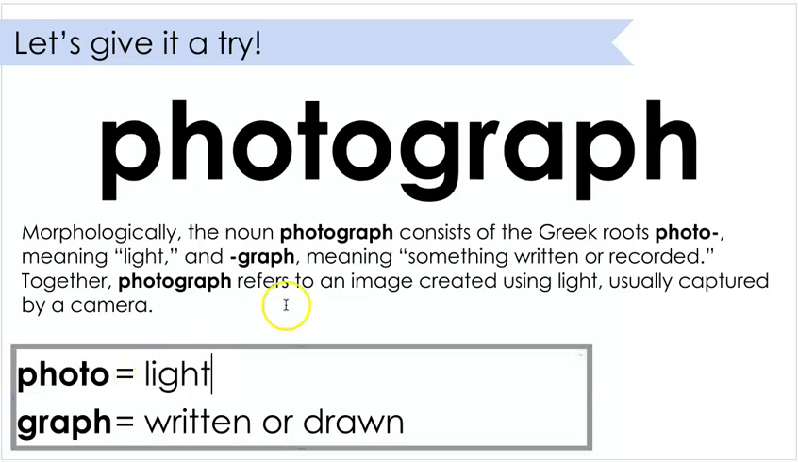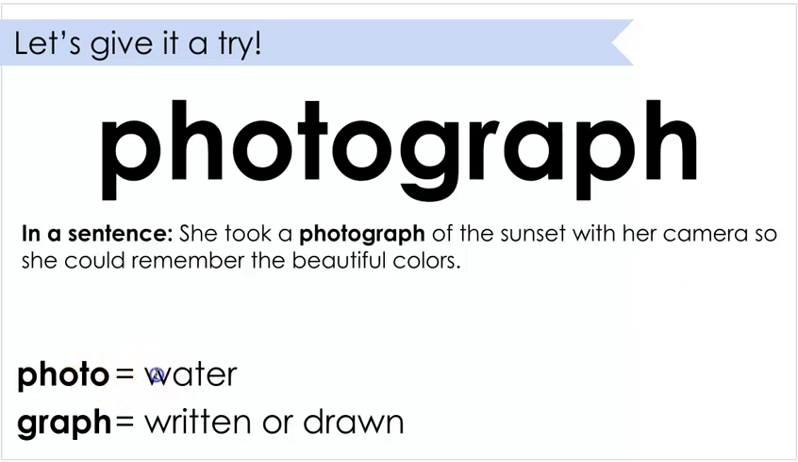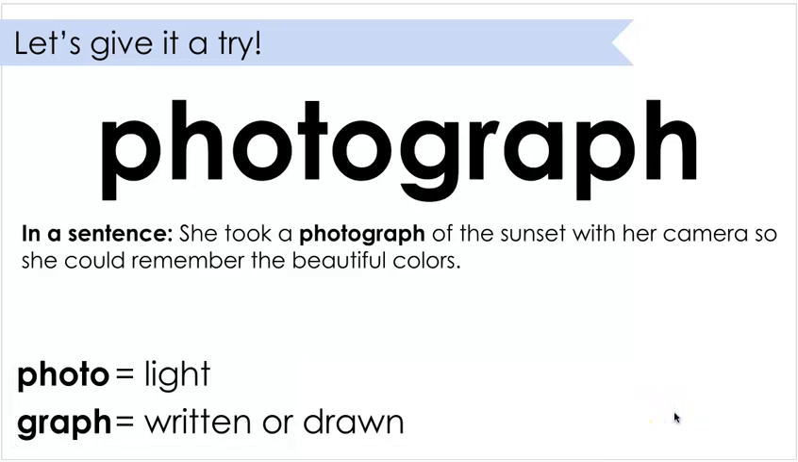So morphologically, the noun photograph consists of the Greek roots photo, meaning light, and graph, meaning something written or recorded. Together, photograph refers to an image created using light, usually captured by a camera. In a sentence, we might say, she took a photograph of the sunset with her camera so she could remember the beautiful colors. I'm sure many of you have photographs on your phones.